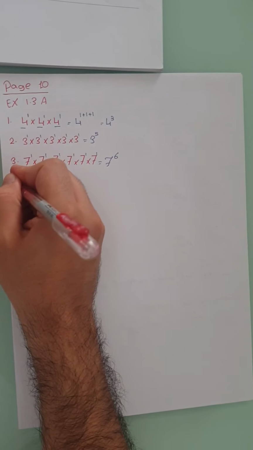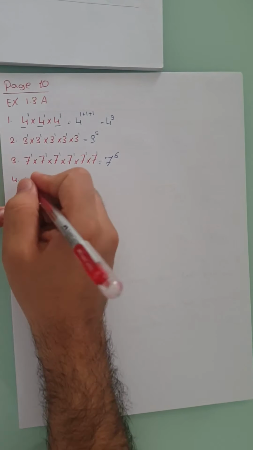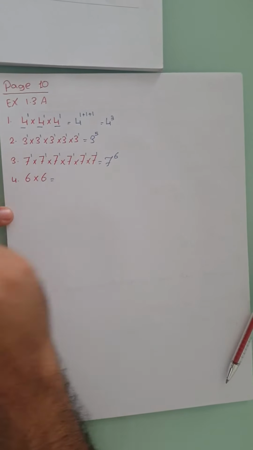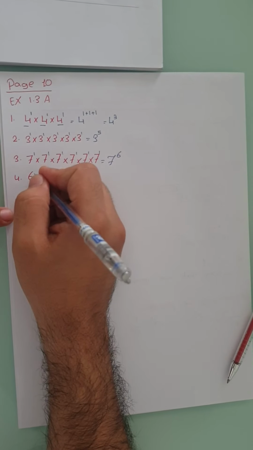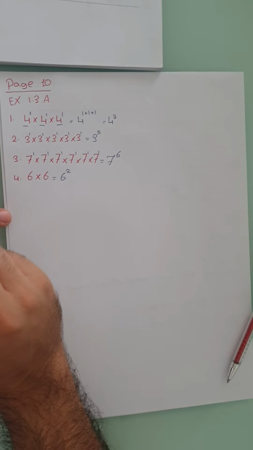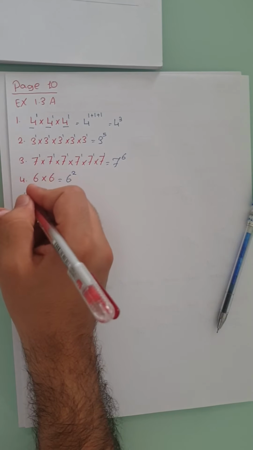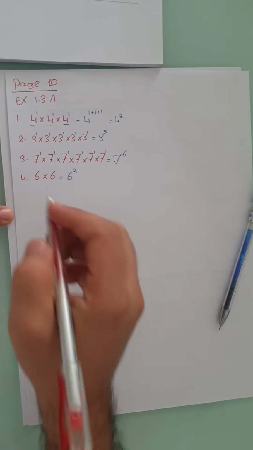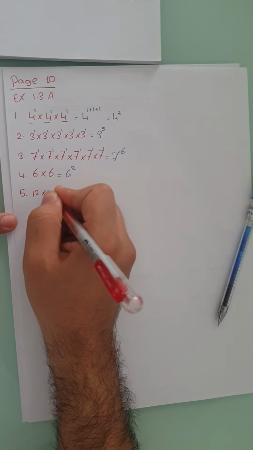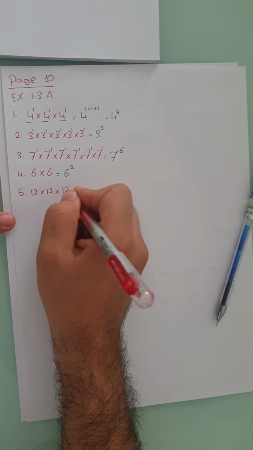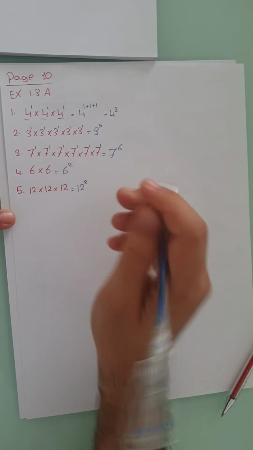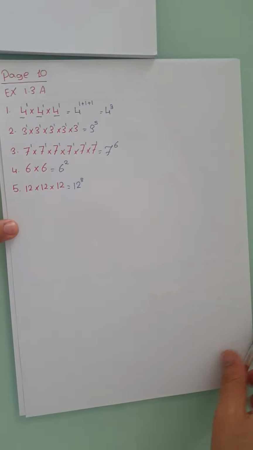Okay, question number 4. We have 6 times 6. Okay, you don't need to put ones here because you should be able to recognize it very quickly. So it's going to be 6 to the power of 2. Okay, question number 5. We have 12 times 12 times 12. So quickly, 12 to the power of 3. All right.